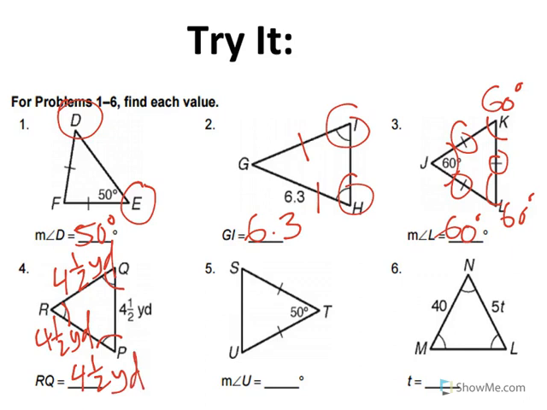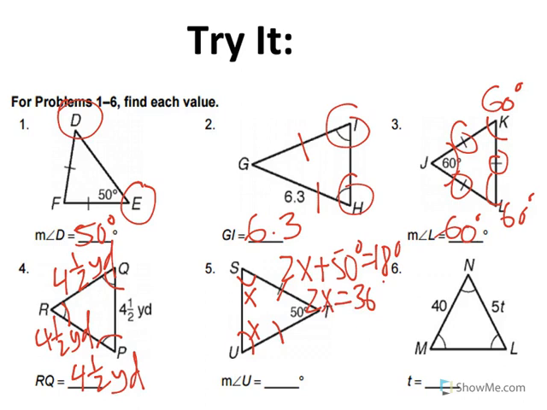And for number five, we're given that the two sides are congruent. That means the two base angles are congruent. So we don't know what the degree is. We can call both x and x. So we can write an equation: 2x plus 50 equals 180. So then 2x equals 130 degrees. So then x is 65 degrees.